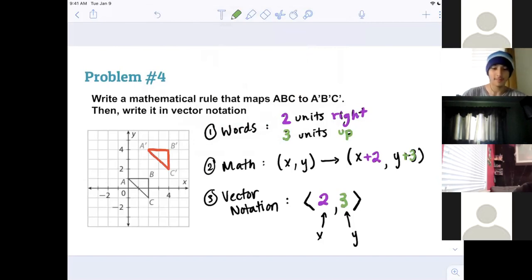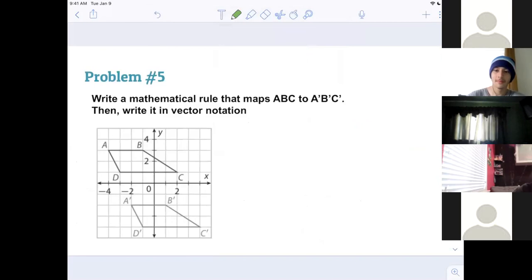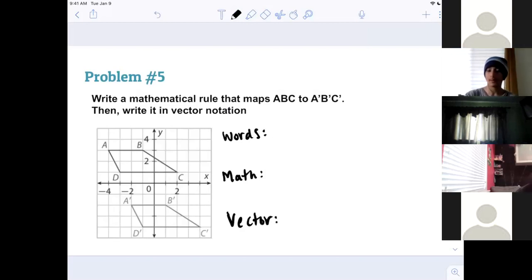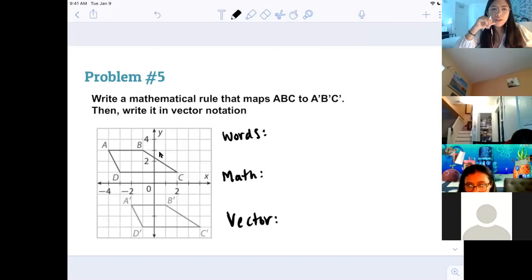You just have to follow that same pattern, and you have to recognize the difference between the math rule and the vector notation. So let's try another one. It's going to be very similar. So we're going to do words, math, which Jalen, that's going to be you, okay? So be ready. And then vector. Starting with words, let's have Tyrone. Look at the picture, take a second to count, and then tell me using your words.